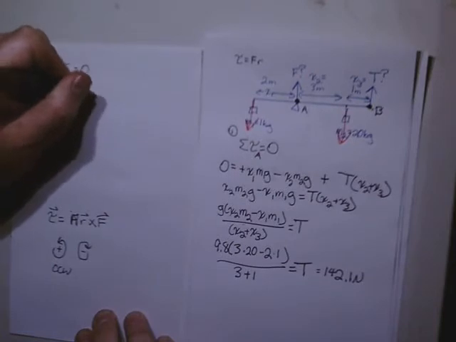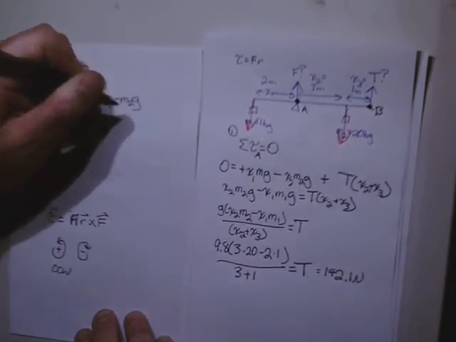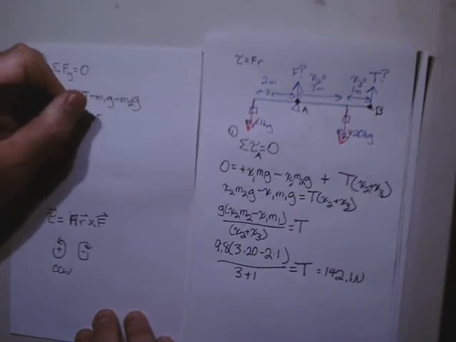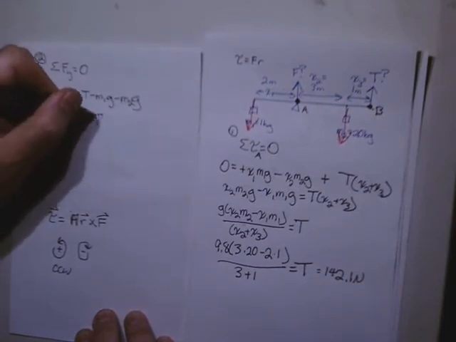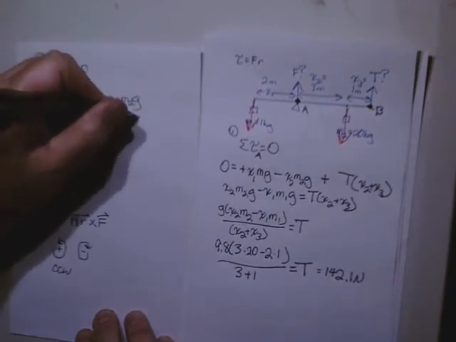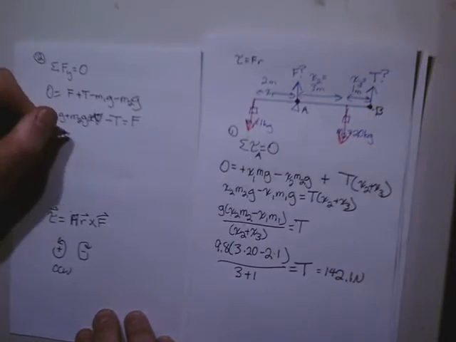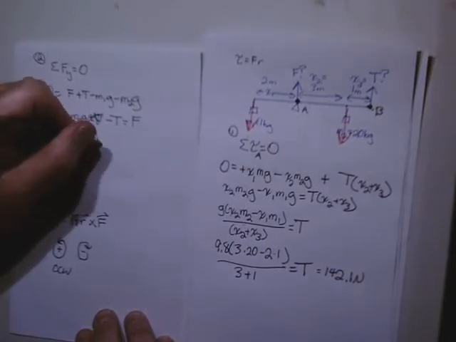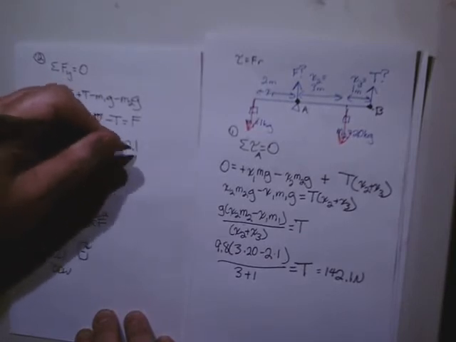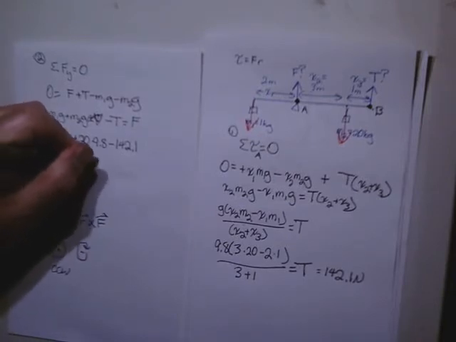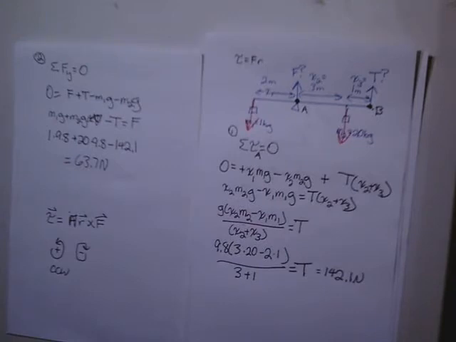So f plus t minus m1g minus m2g. So m1g plus m2g is equal to f. Well, oh wait, let me put that over. Minus t is equal to f. So those three terms came over. So this is 1 times 9.8 plus 20 times 9.8 minus 142.1, and that is equal to f. And I get 63.7 Newtons. And so that's the answer for that.